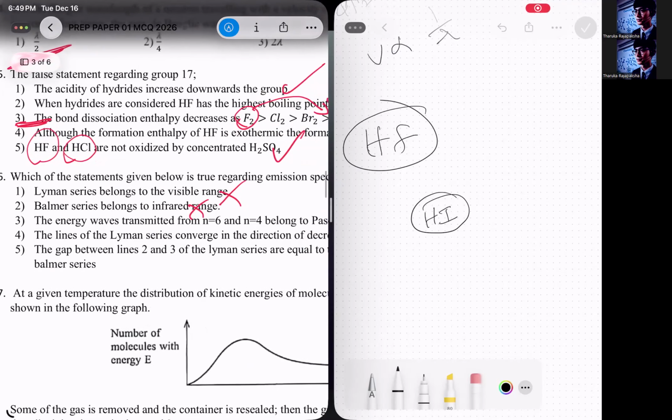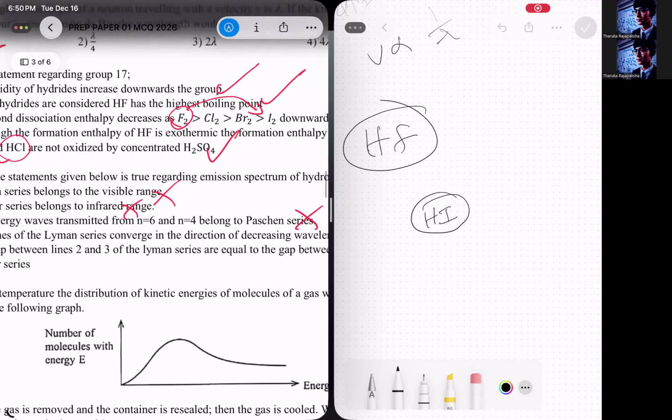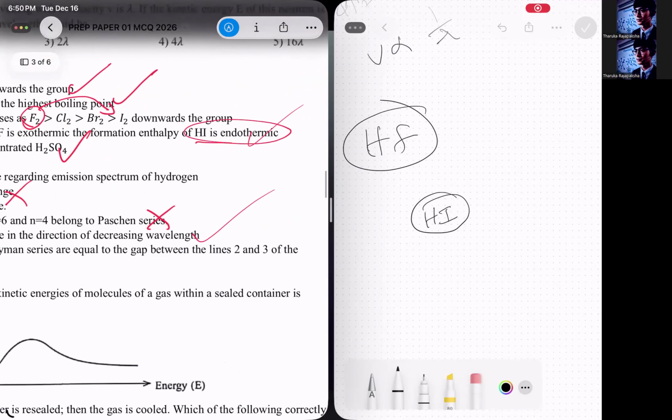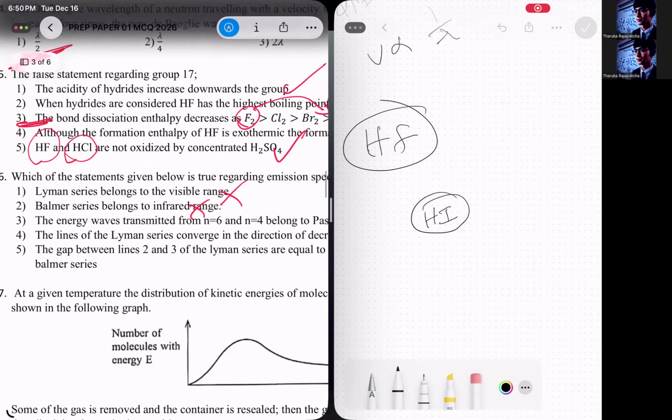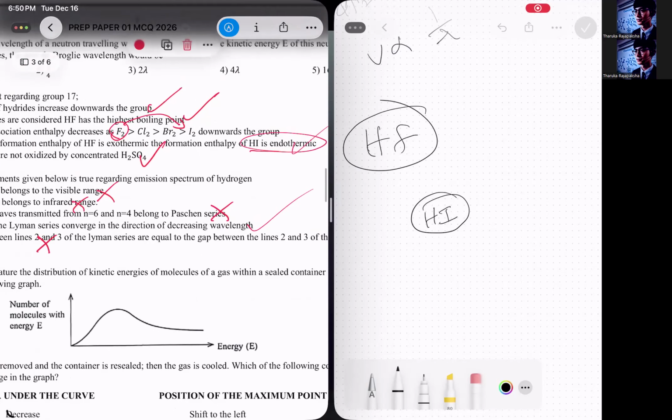The gap between lines 2 and 3 of the Lyman series is equal to the gap between lines 2 and 3 of the Balmer series. That's not correct. There are people, answer number 4.